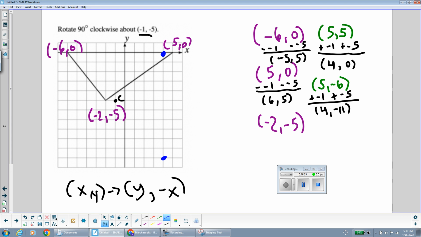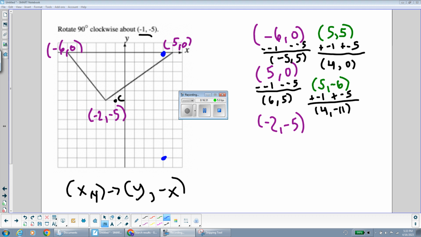Okay. And then finally, our last point over here. So let's subtract our center of rotation. So that would be the same thing as -2 plus 1. So that would be -1. And that would be the same thing as -5 plus 5. So that would be 0.